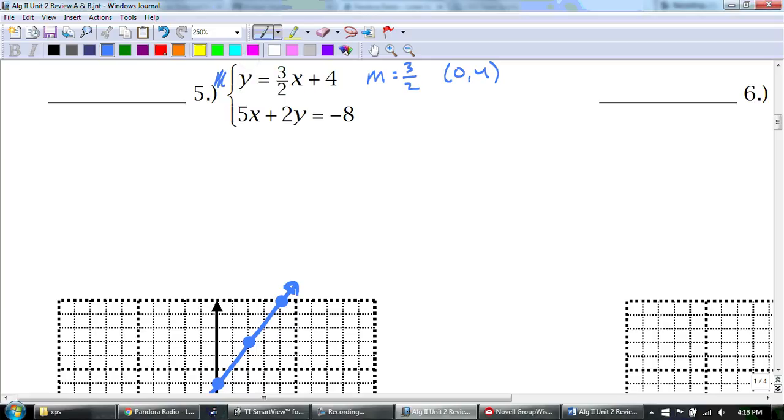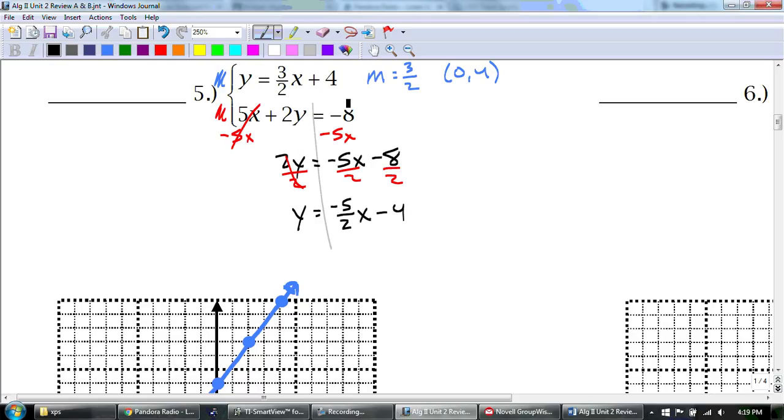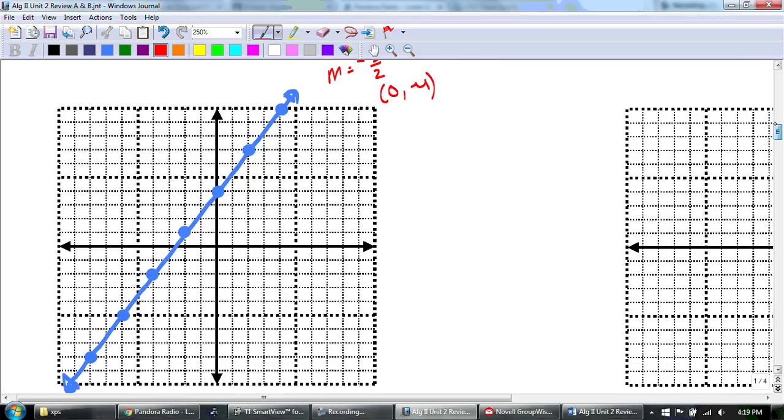However, this next line, this is going to be my red line. The y is not by itself. So I need to subtract 5x from both sides. And we get 2y equals negative 5x minus 8. To get the y by itself, we're going to divide by 2. And we get that y equals negative 5 over 2x minus 4. Okay, so my slope is negative 5 over 2, and my y-intercept is 0, negative 4. Remember that that's negative 4, not positive 4.